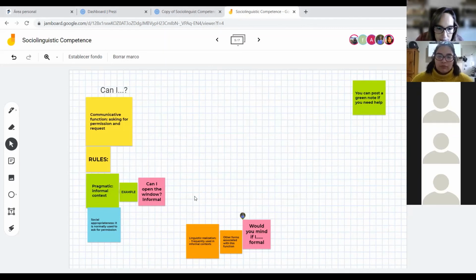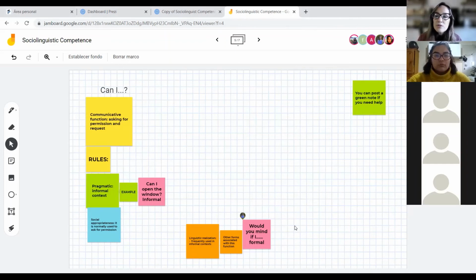And then linguistic realization, they wrote, frequently used in informal contexts, yes. Other forms associated, would you mind, or could you be so kind, as you said, you see. Probably when we teach, and depending on the language level of our students, sometimes we choose one form and not others, right?